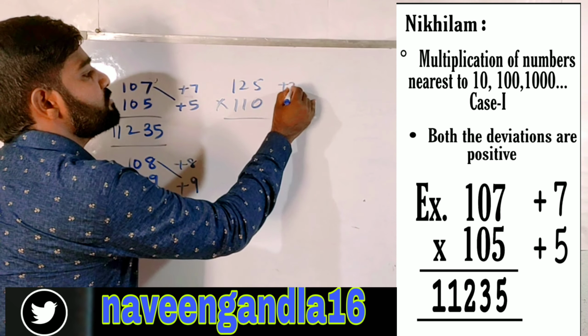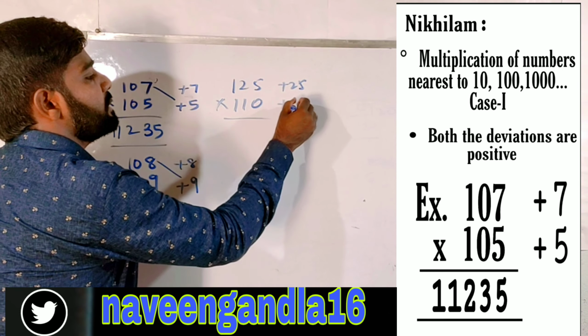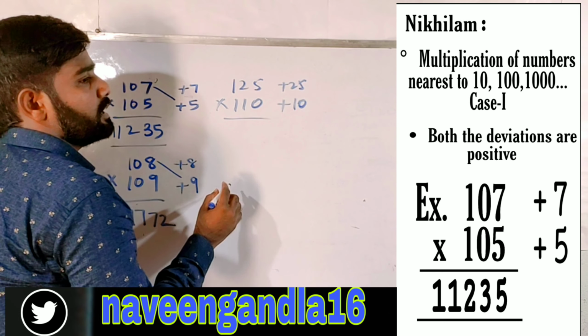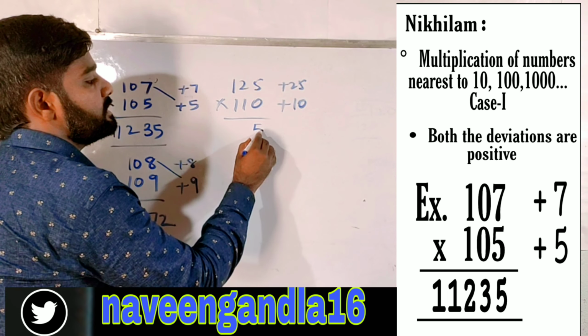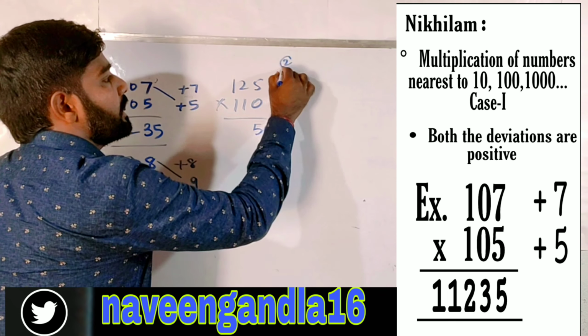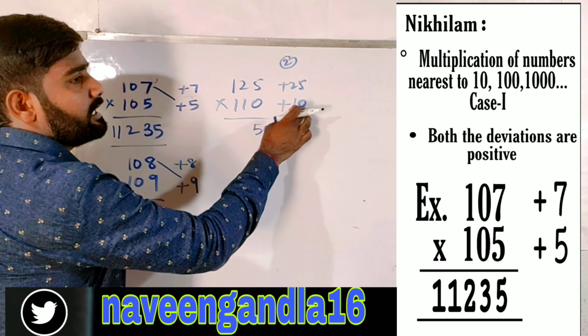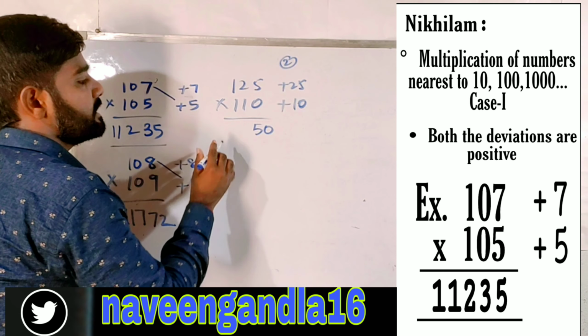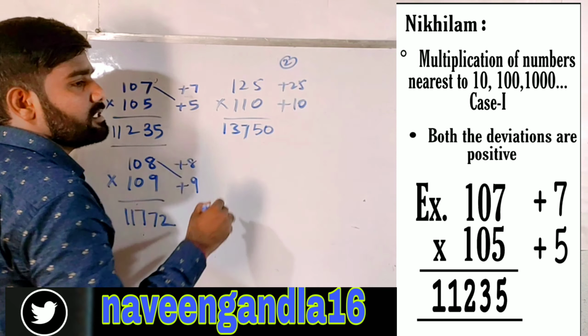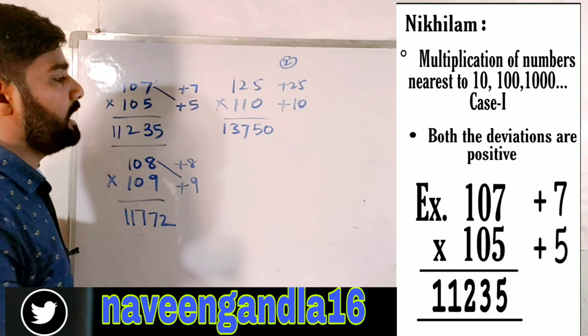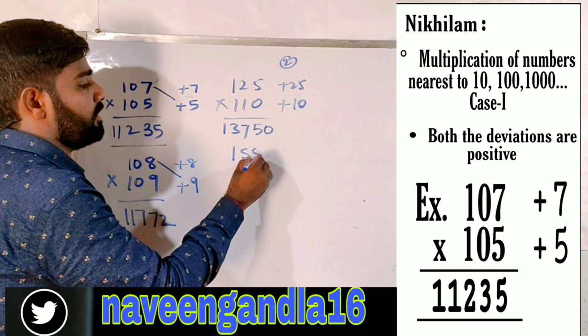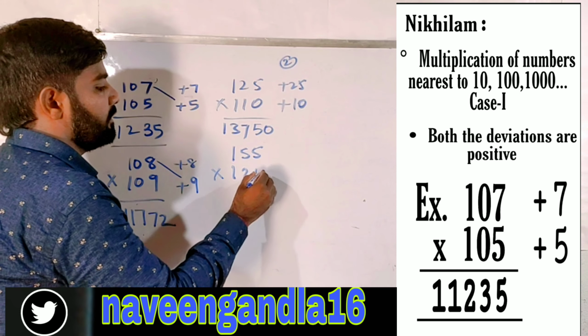Here the deviation is plus 25. Here the deviation is plus 10. Their product is equals to 250, but here consider only two digits, write 50, remaining 2 is carry. Next 125 plus 10 is 135, carry 2 is 137. The answer is 13,750. Next one more question, 155 into 120.